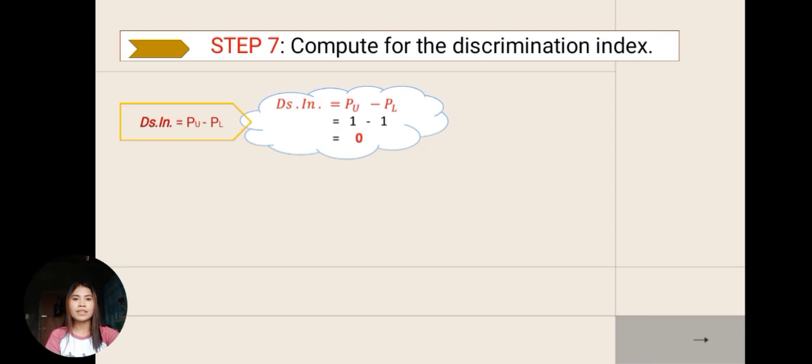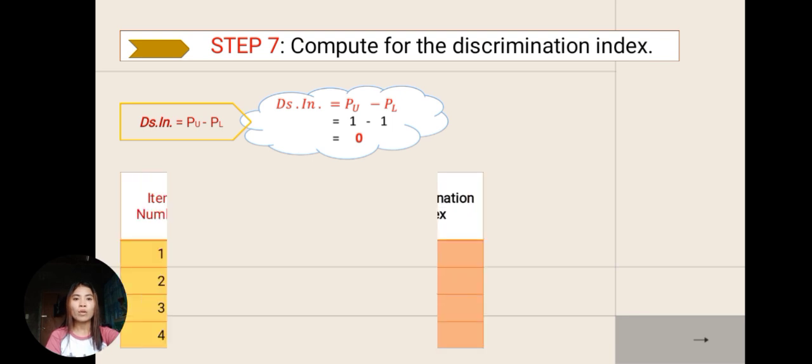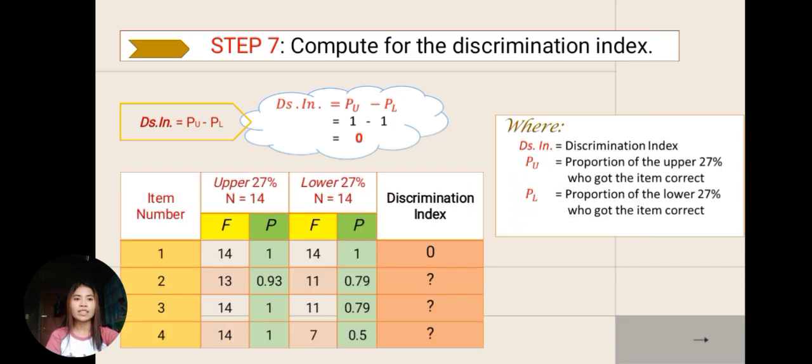Next is step 7. It is to compute for the discrimination index. Computing for the discrimination index can be solved using the formula DI is equal to P sub U minus P sub L, where DI stands for the discrimination index, P sub U stands for the proportion of the upper 27% who got the item correct, and P sub L is the proportion of the lower 27% who got the item correct.